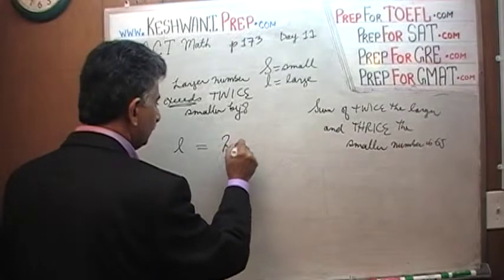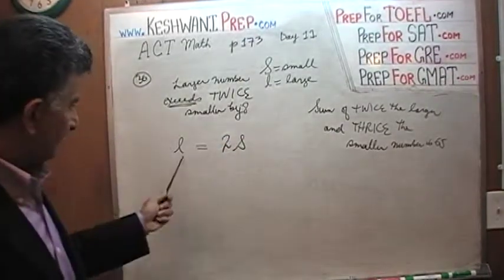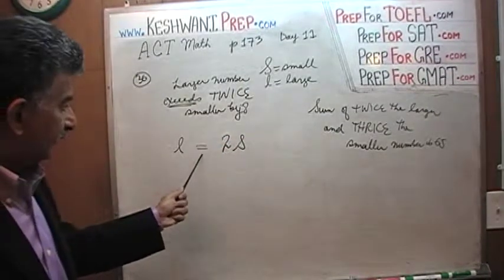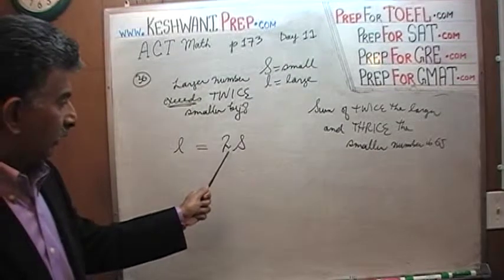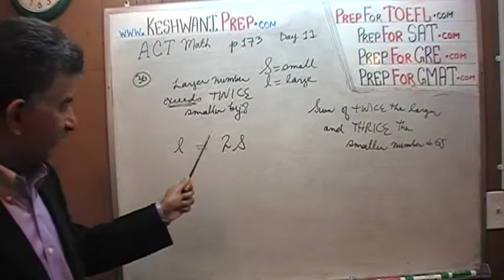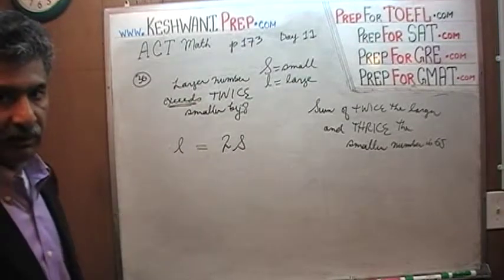So first we put down 2 times S, and what does this tell us? This tells us the large number is the same as twice the smaller number. Or in other words, twice the smaller number is equal to the large number. That's not what we are being told.